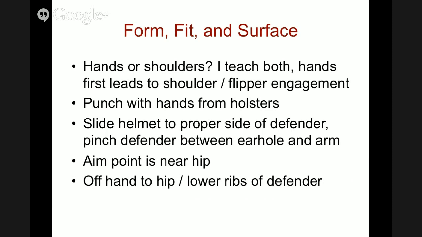And we're going to get that helmet to the proper side, and then we're trying to pinch him between the ear hole and that chicken wing, that arm, that shoulder. You're not really engaging with the shoulder. It's really more that arm to the pectoral side of that body, and squeezing that in with the ear hole, with that aim point being the near hip of the player. I teach my kids to take that offhand that's away from the arm and that's on the same side that their helmet's on, and get that to the hip or the lower ribs of the defender to try to control the defender as we go through on the block.